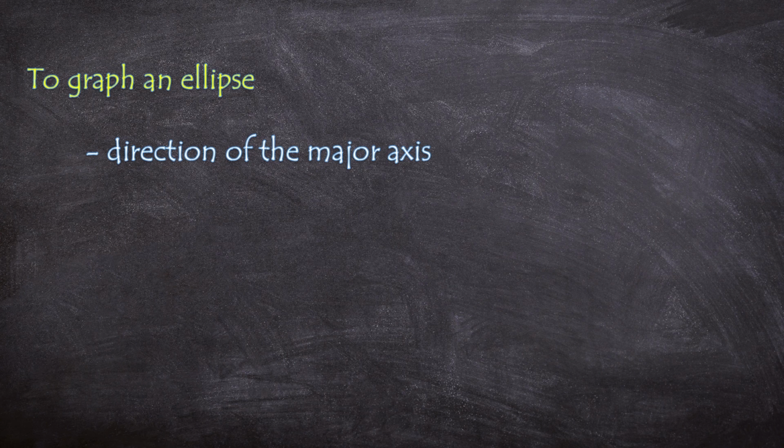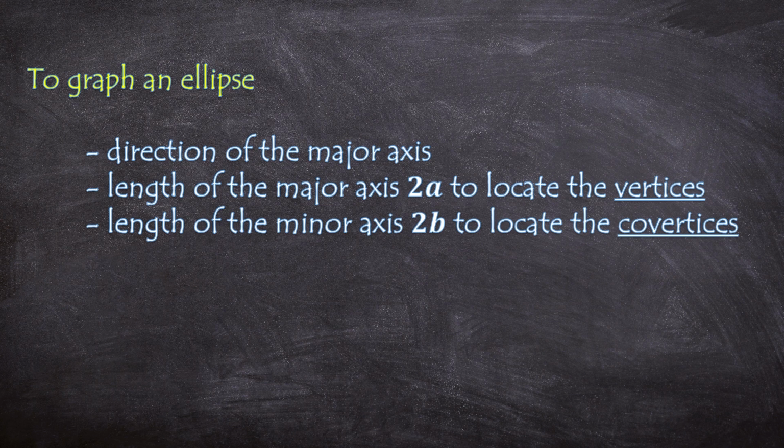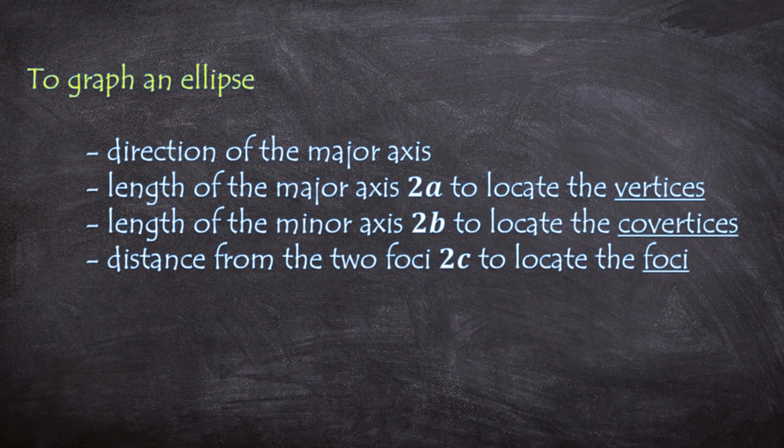So una, we need to tell the direction of the major axis, whether it is horizontal or vertical. Then the length of the major axis 2a to locate the vertices. The length of the minor axis 2b to locate the co-vertices. And the distance between the two foci 2c to locate the foci. And also we need to look for the center of the ellipse.